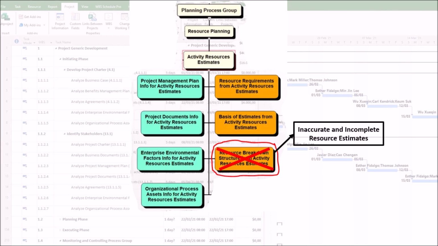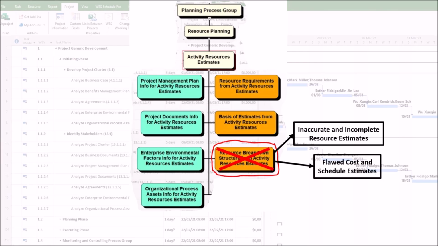Second, lack of granularity. A resource breakdown structure that is too high level, such as just labor and equipment, is useless for accurate estimation. For example, estimating cost for labor is impossible without knowing if you need a senior architect, $150 per hour, or a junior developer, $50 per hour. The cost estimate will be a wild guess.